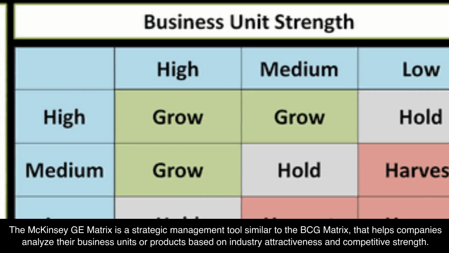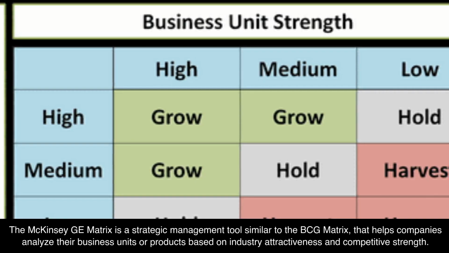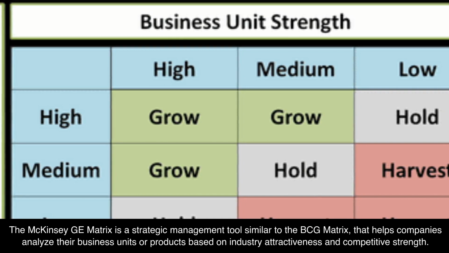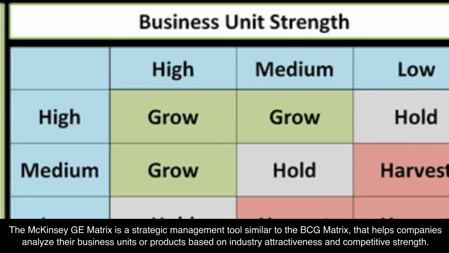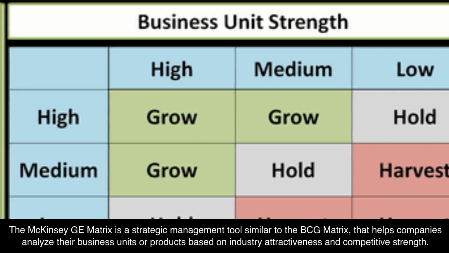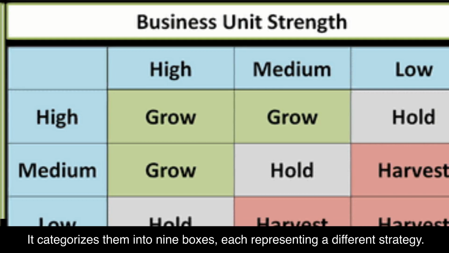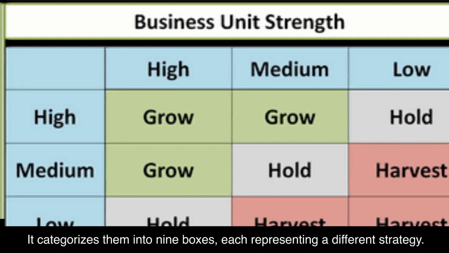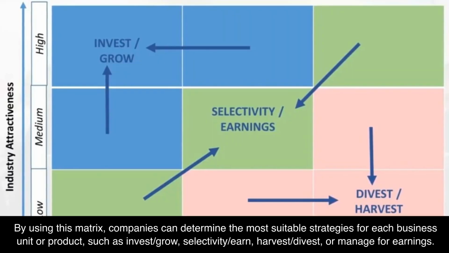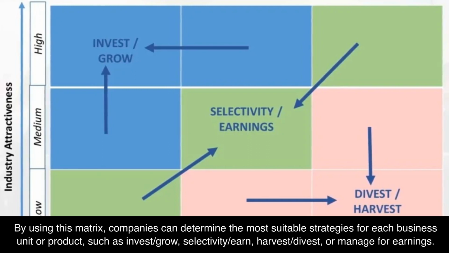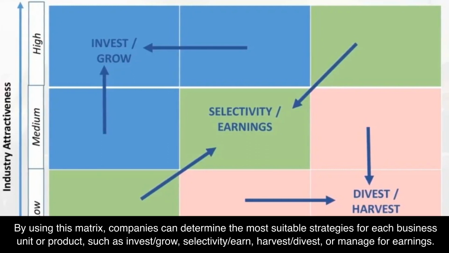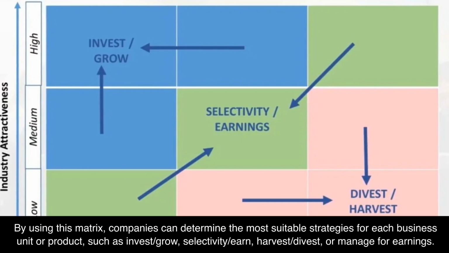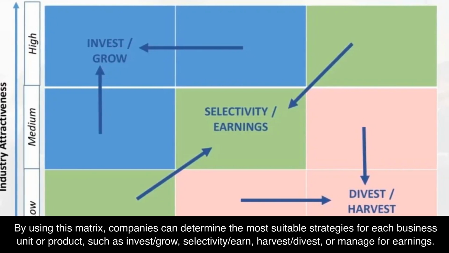The McKinsey GE matrix is a strategic management tool similar to the BCG matrix that helps companies analyze their business units or products based on industry attractiveness and competitive strength. It categorizes them into 9 boxes, each representing a different strategy. By using this matrix, companies can determine the most suitable strategies for each business unit or product, such as invest, grow, selectivity, earn, harvest, divest, or manage for earnings.